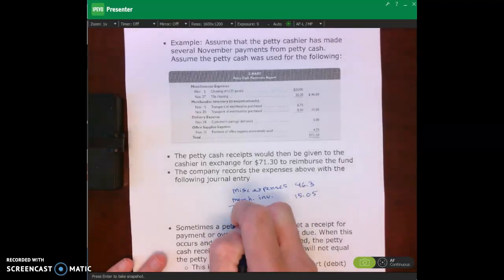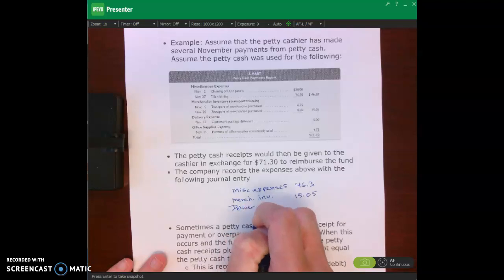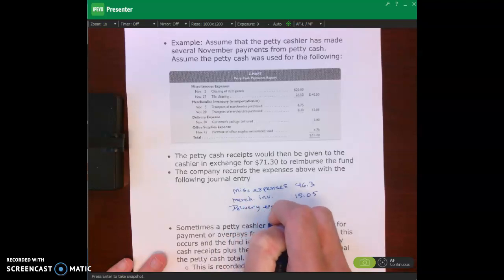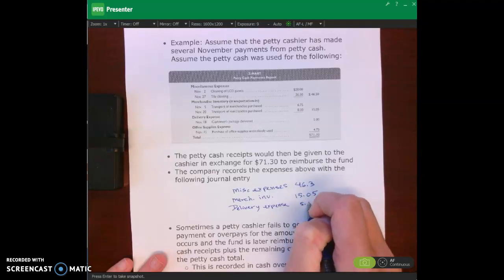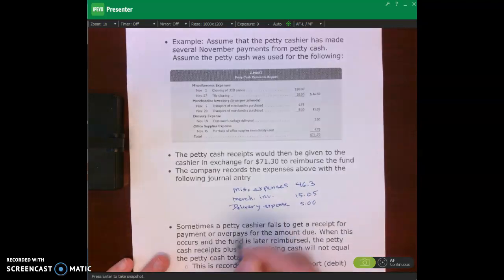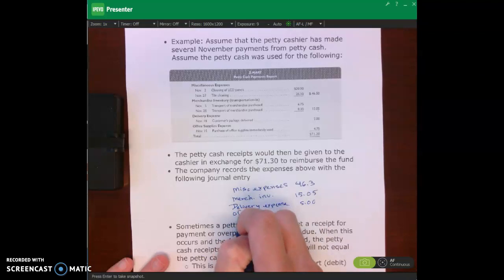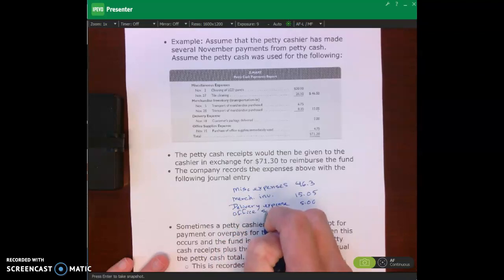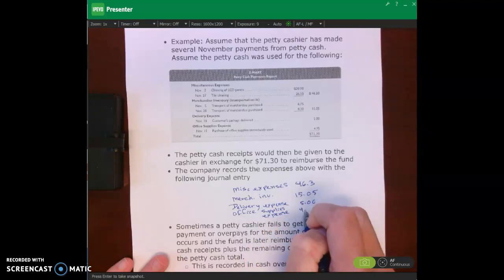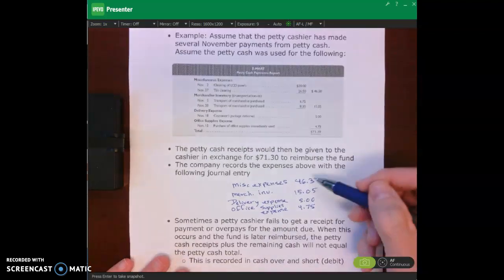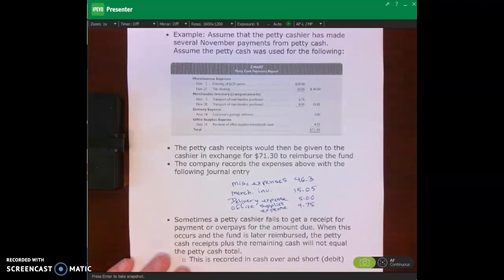And then we will debit delivery expense for our $5. And then finally, we debit office supplies expense for our $4.75. And then if we added up all these, we would get to that $71.30.